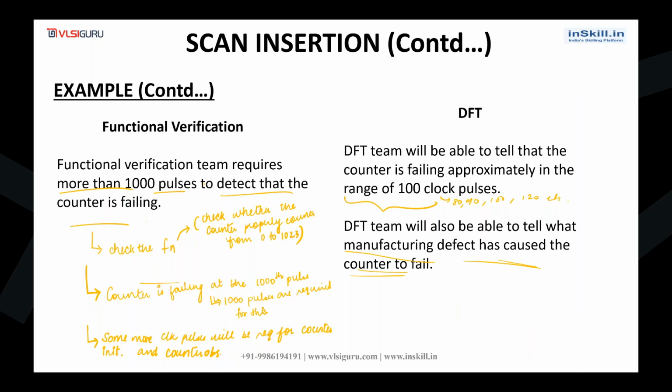So at the end of the 3.5 to 4 months course, the DFT advanced course, when you complete it, at that time you'll get clarity on how DFT engineers are able to tell what manufacturing defect has caused the counter to fail.